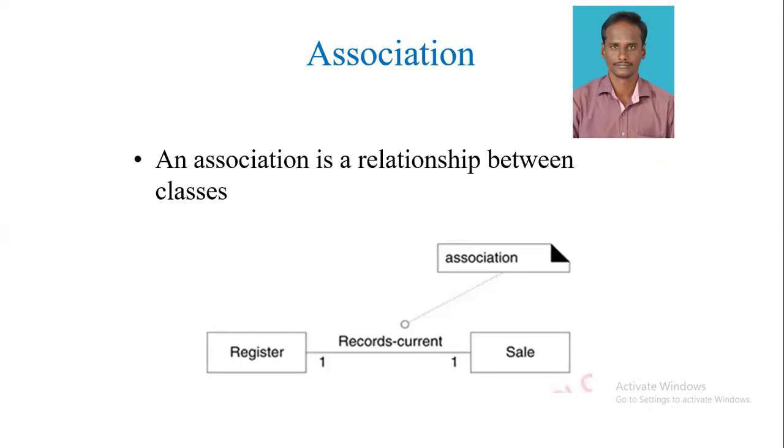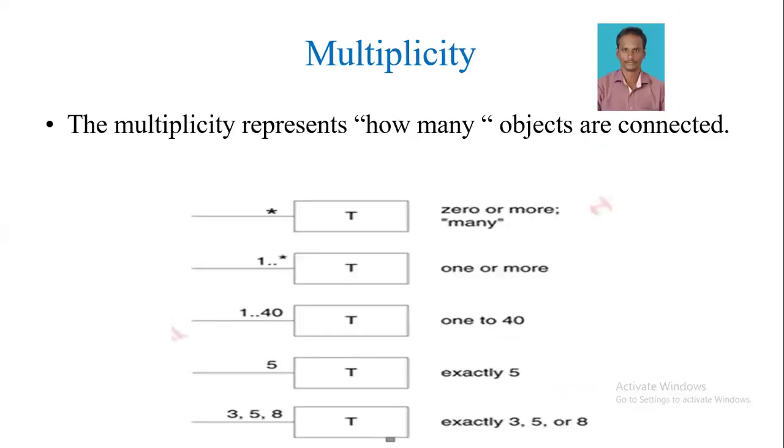Next, association. Association comes under the class diagram only. Association is a relationship among classes. For example, if we have two classes called register and sale, the relationship is records the current sale. The register records the current sale. That is the association between the register and sale classes. The next one is multiplicity. The multiplicity represents how many objects are connected.